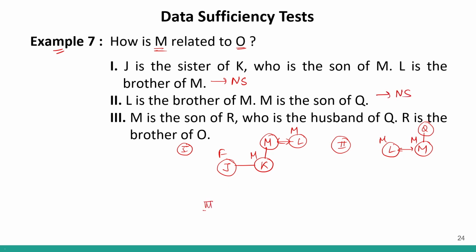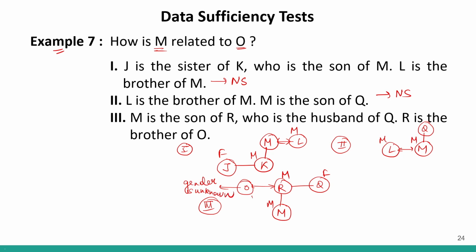Now let us look at statement number 3. Statement number 3 says that M is the son of R. So we have R, M is the son of R, who is the husband of Q. So we have Q who is female. And R is the brother of O. Over here the gender of O is not known. In statements 1 and 2, O was not mentioned. Correct? In statement 3, O's gender is unknown.